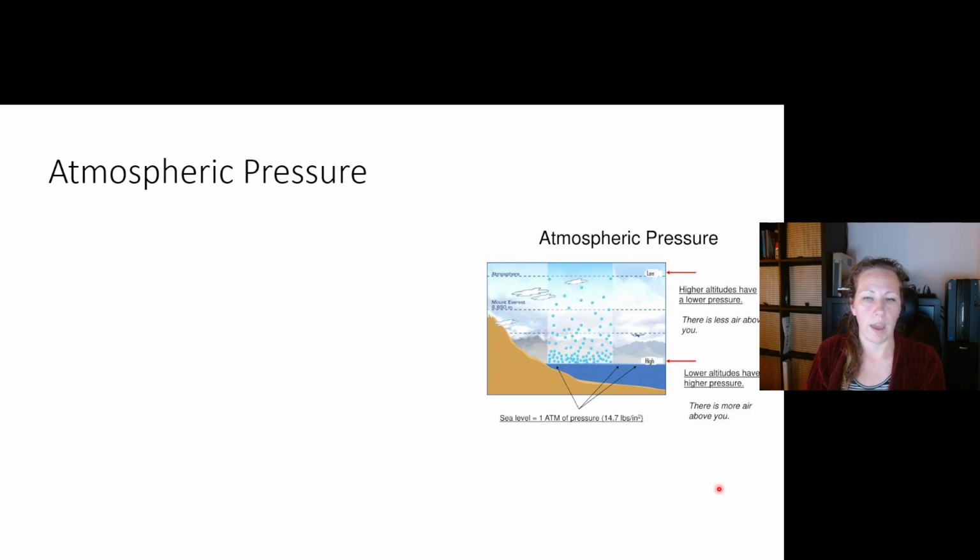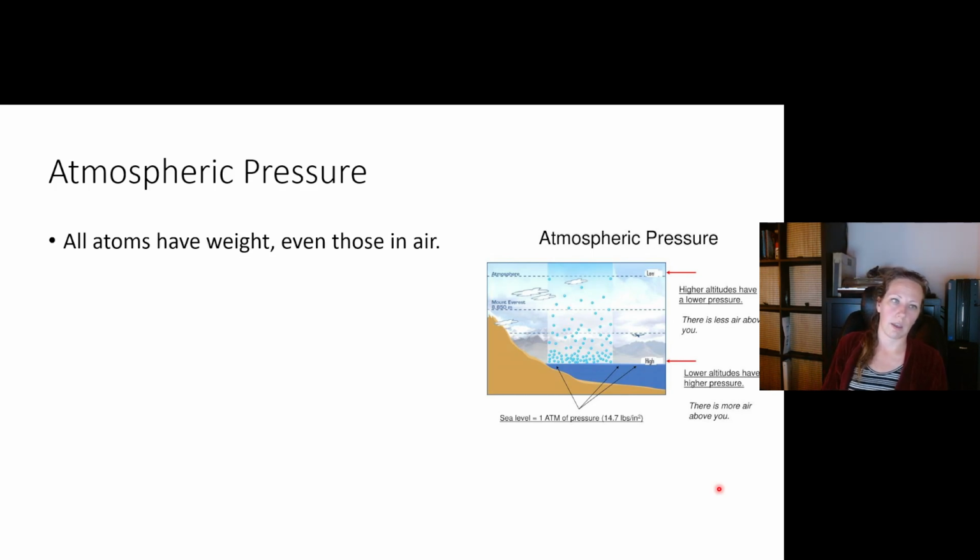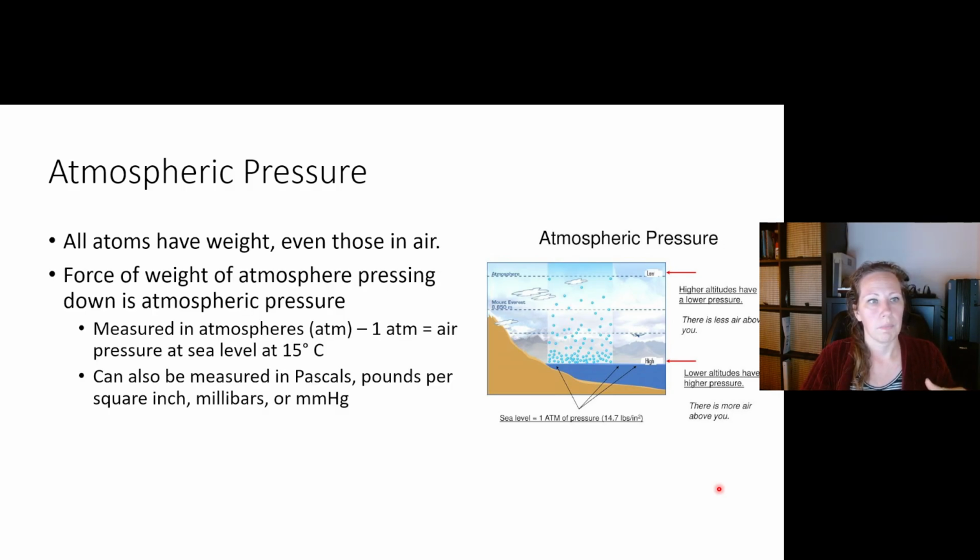Now let's talk about atmospheric pressure. This is the idea that all atoms have weight, even those in air. Notice I'm not talking about mass, I'm talking about weight, being pulled down by gravity. And so the force of the weight of the molecules, atoms in the atmosphere pressing down on us is called atmospheric pressure.